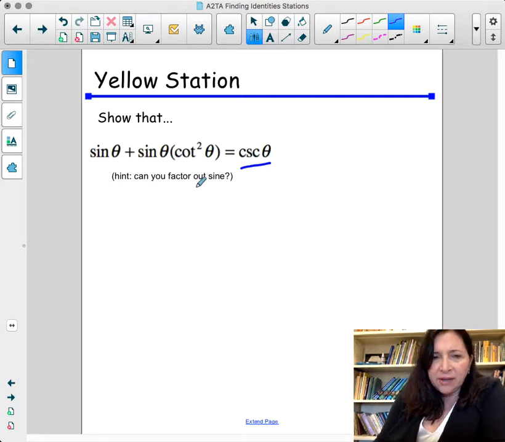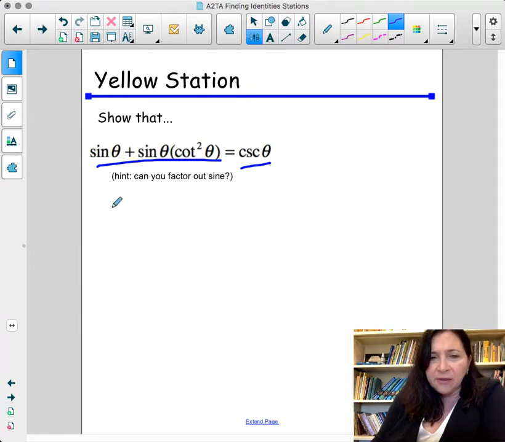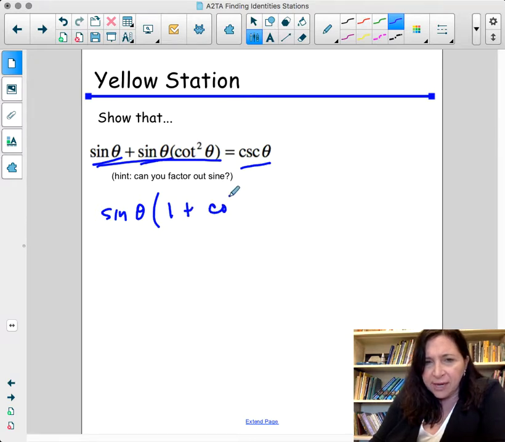We have a little hint here, but just see that the sine of theta is common between both of the left side terms, in which case I am going to factor out a sine of theta. What I have left when I factor sine theta out of sine theta is 1, plus this will cancel out, and we'll have cotangent squared of theta.